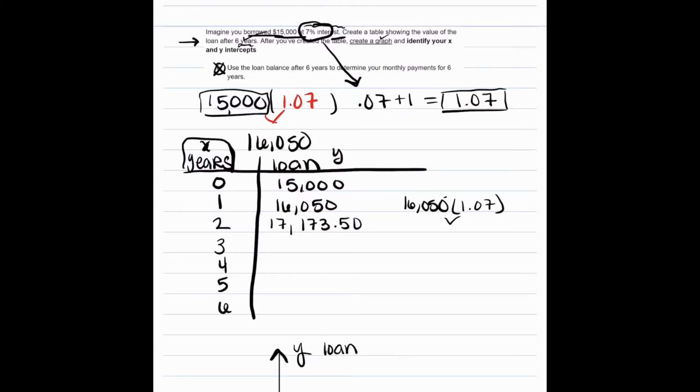Now to get the loan balance after 3, you take the 17,000 and you multiply it by that interest rate again. You guys can actually go ahead and continue this process and get the loan after all 6 years. So go ahead and continue this on by yourself. Press pause and then don't press play again until you're ready to check your answer.